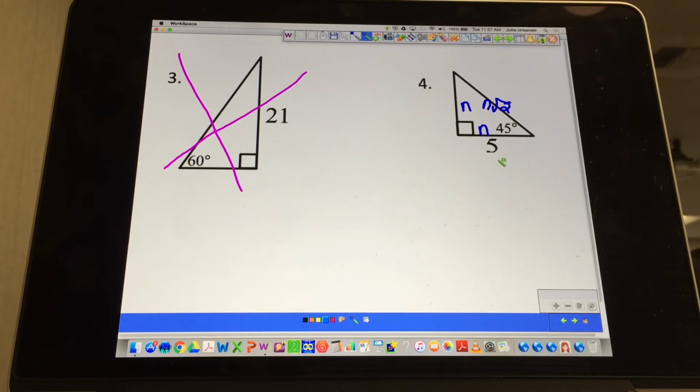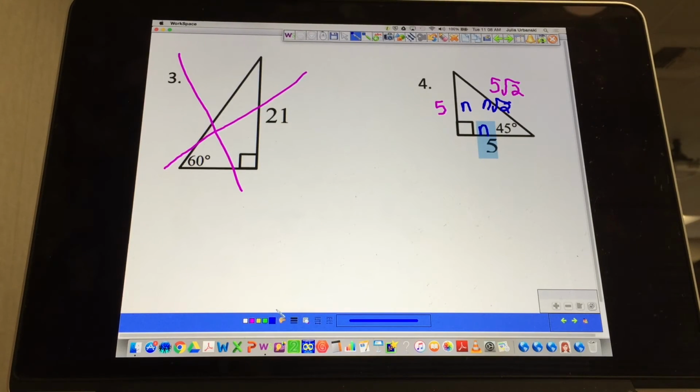So they told me 5 goes right here. What does n equal? n equals 5. So take your 5 and plug it in for this n, and plug it in right here. 5 radical 2. Awesome.